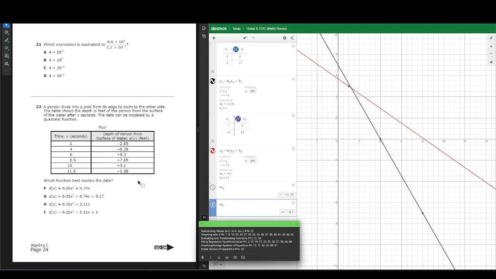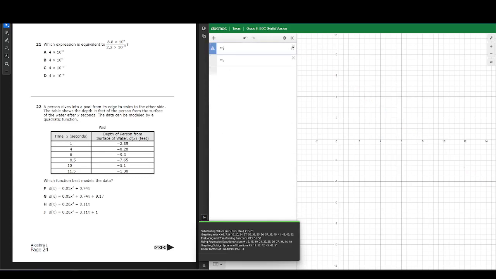And then the last thing, let's go down the list. So 21, this wasn't regressions, but I think this was the last thing. On this one, you can type in what you see here as 8.8 times 10 to the 9 over 2.2 times 10 to the negative 3. And you get 4 times 10 to the 12. Well, that one's in the right format for that answer, but if it weren't, you could type the answers in as well to compare them, but that one just is right.